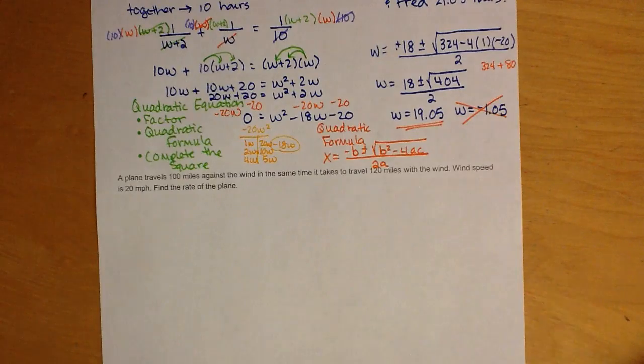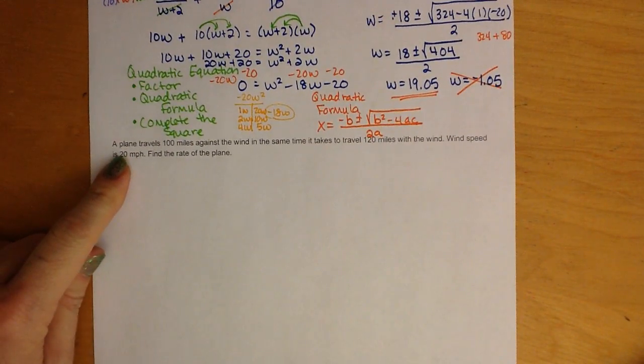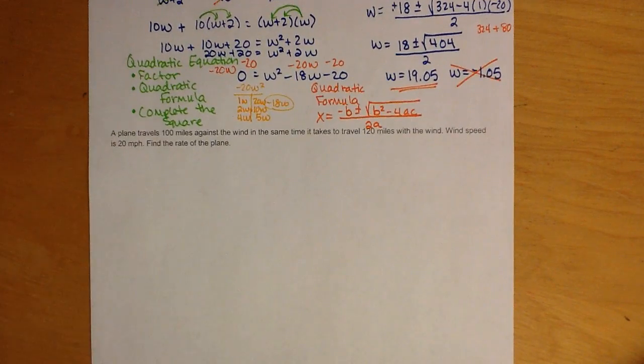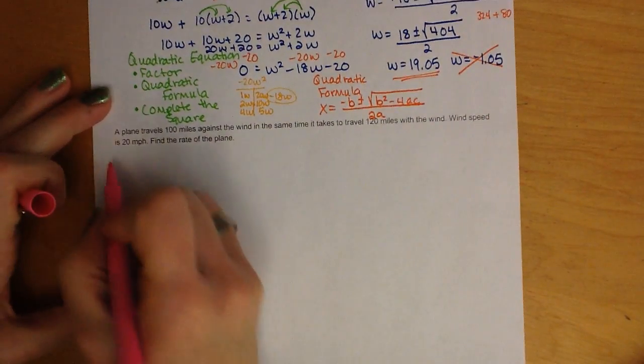Okay, this is our last problem, and it's a new type. It's a distance, rate, and time problem. We have that a plane travels 100 miles against the wind in the same time it takes to travel 120 miles with the wind. Wind speed is 20 miles per hour. Find the rate of the plane. So we need a new formula for these kinds of problems: distance, rate, and time.